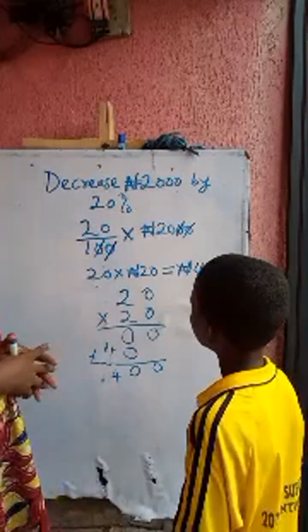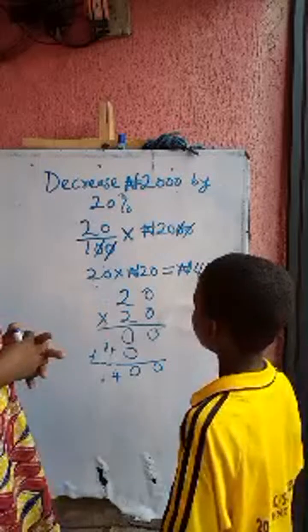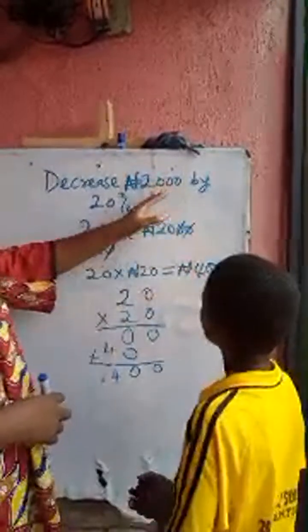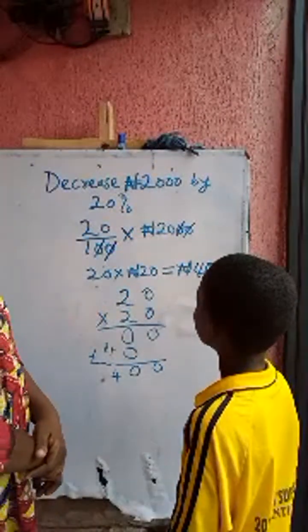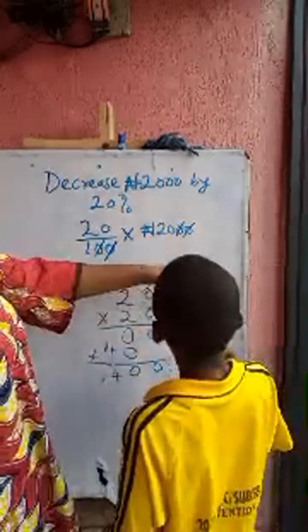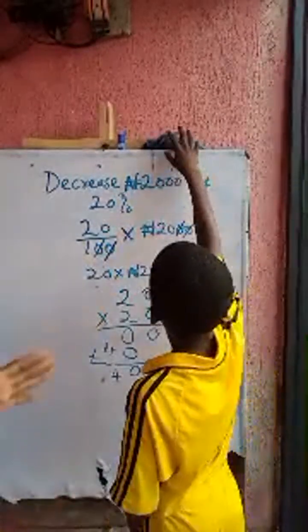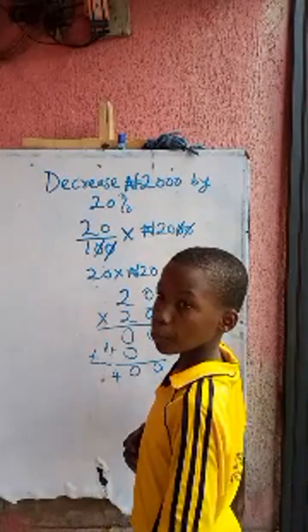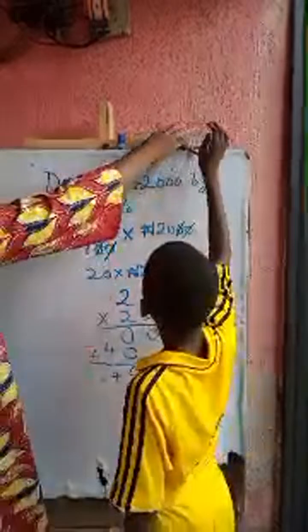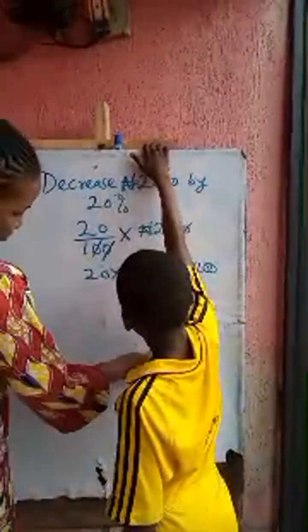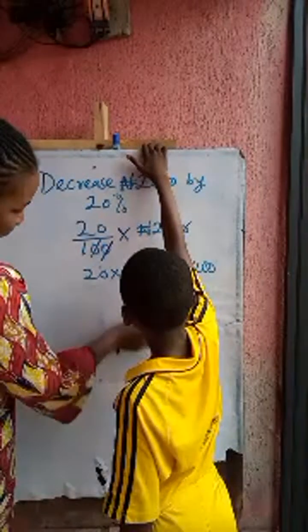To decrease means what? To reduce. So we are going to subtract 400 from 2,000 naira. All right? Let's subtract 400 from 2,000.